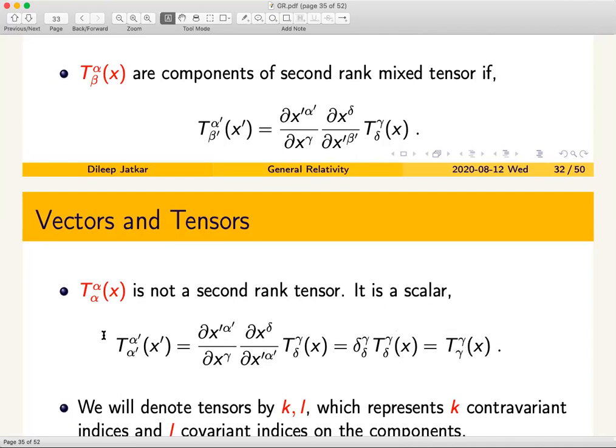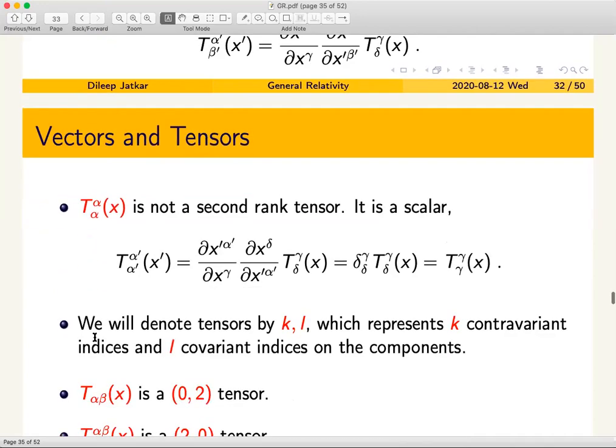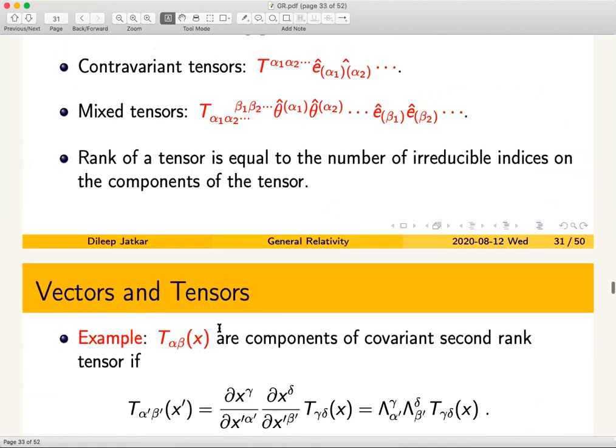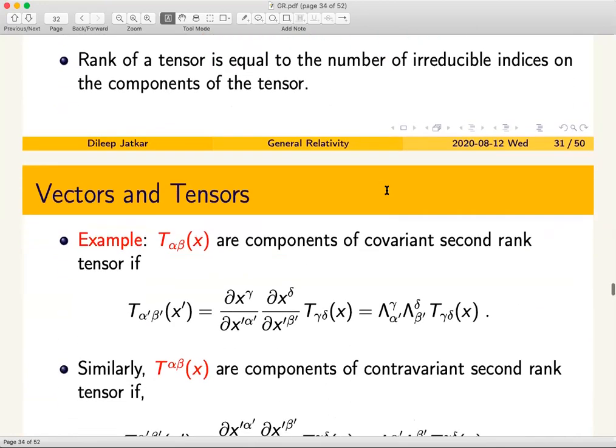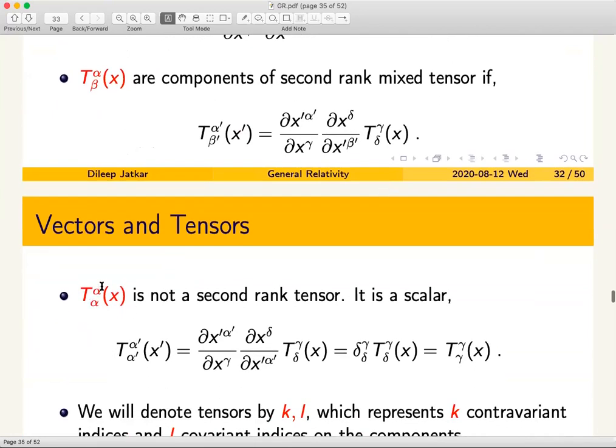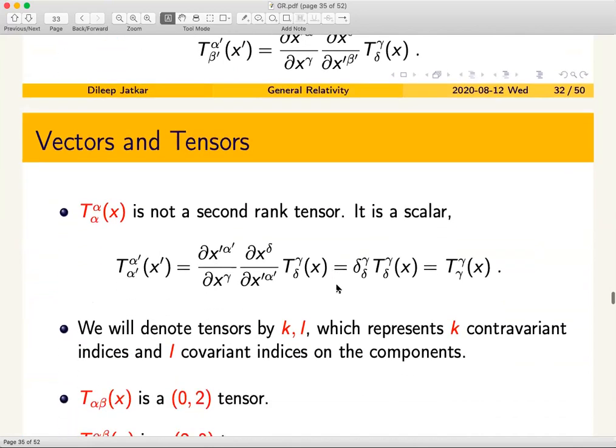Okay, in spite of it having some indices sitting around on it. When we said that a rank is defined by the number of irreducible indices on the component of the tensor, we meant that a tensor carries all kinds of indices on it, but if a covariant index is contracted with a contravariant index, then those indices should not be counted. So the rank of a tensor depends only on the irreducible set of covariant and contravariant indices.